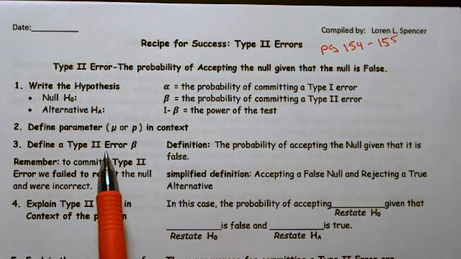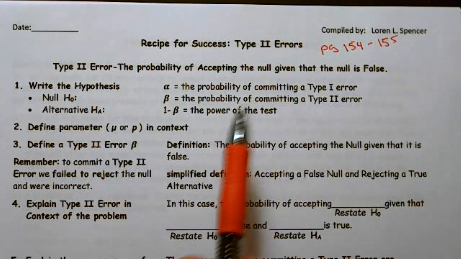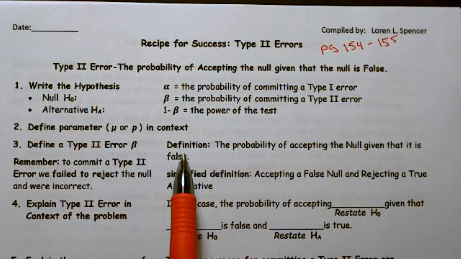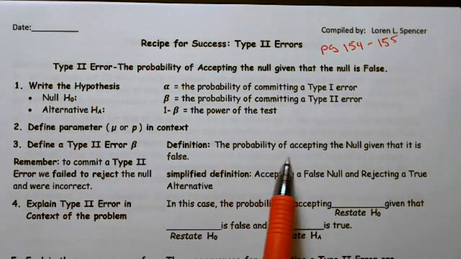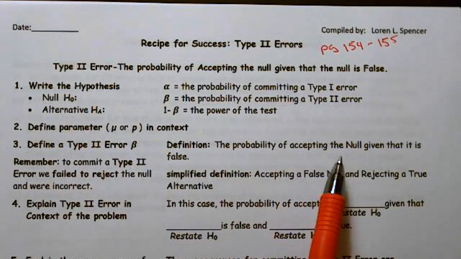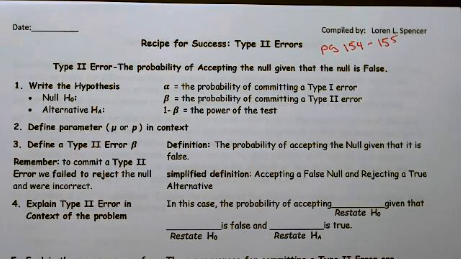And when they ask you what type of error, you need to make sure you define the type of error. If it's a type 2 error, it's the probability of accepting the null, given that it is false. So that's the definition, and you always must give that definition before you write it up. Then you need to put it in context of the problem. In this case, the probability of accepting the null, given that the null is false, and restate the alternative, and the alternative is true. Okay, so this is the template that you need to use when you're working it.